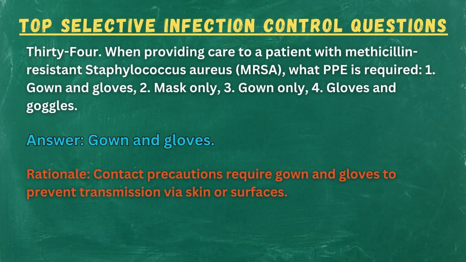34. When providing care to a patient with methicillin-resistant Staphylococcus aureus (MRSA), what PPE is required? 1. Gown and gloves. 2. Mask only. 3. Gown only. 4. Gloves and goggles. Answer. Gown and gloves. Rationale. Contact precautions require gown and gloves to prevent transmission via skin or surfaces.